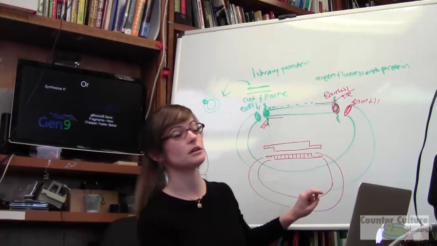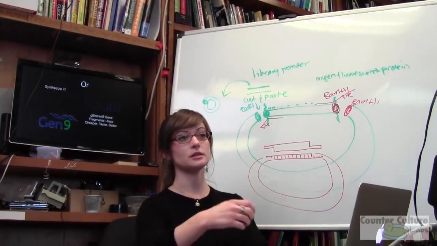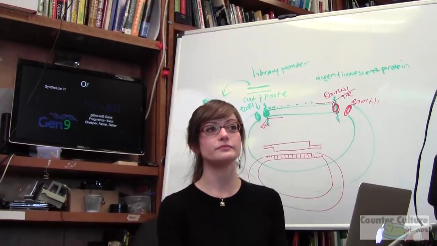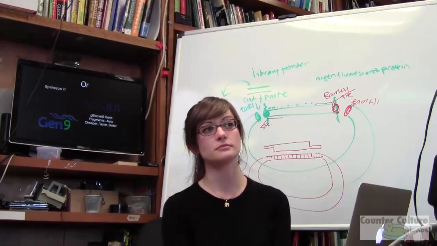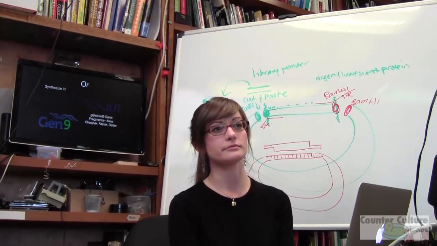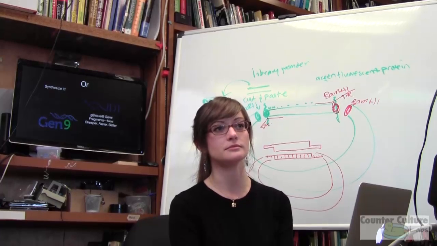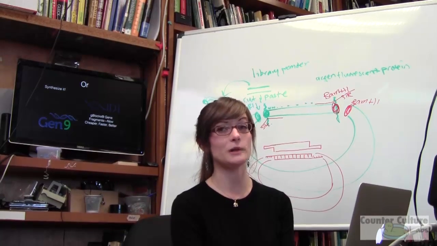And there are restriction enzymes that cut both strands at exactly the same place. There are ones that cause these offset overhangs. There are restriction enzymes that recognize a sequence and then cut next to it. So you can do all kinds of fun stuff with that as well.